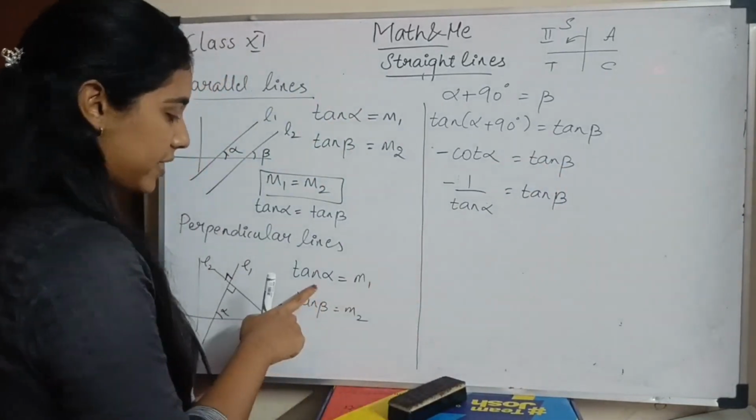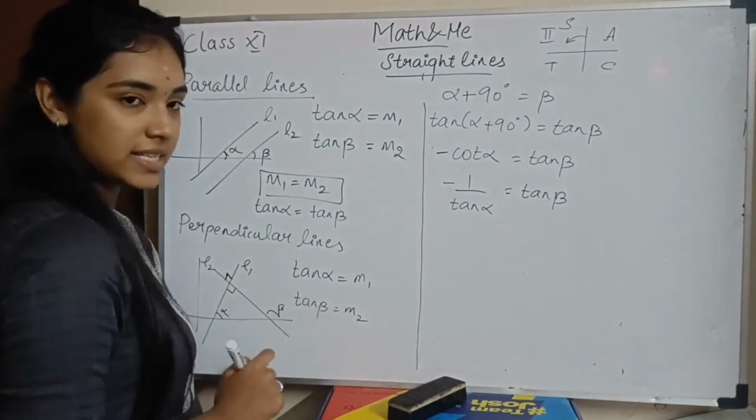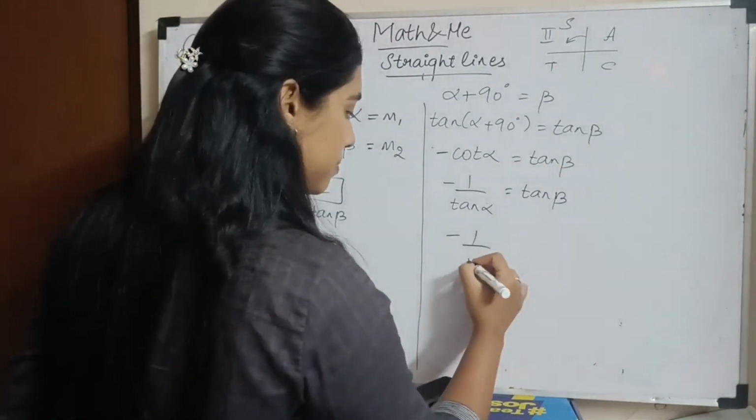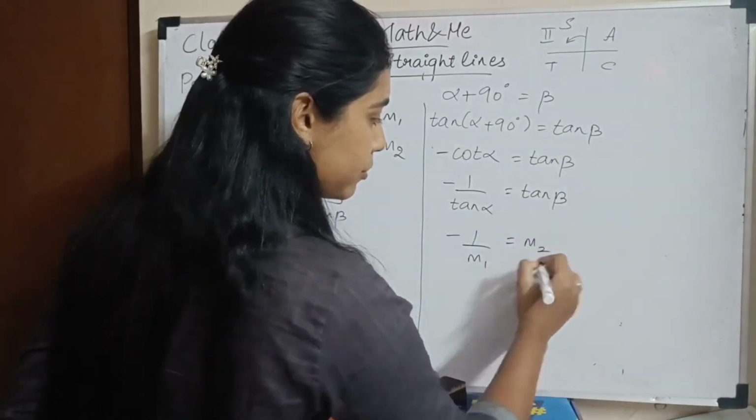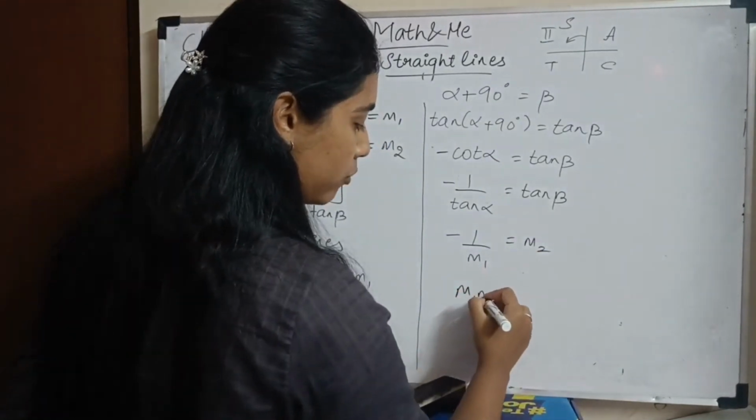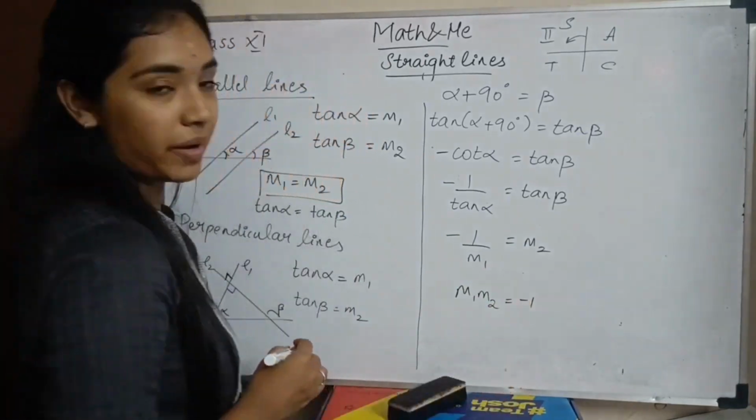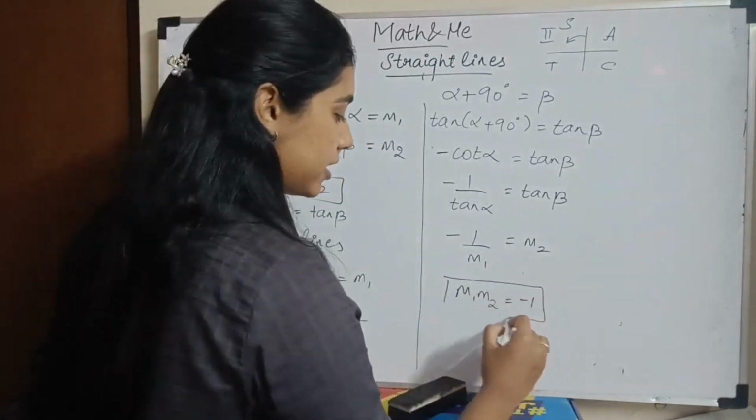What is tan alpha? We have tan alpha is m1 and tan beta is m2. So minus 1 by m1 equals m2. So what is your final relation? m1 m2 equals minus 1. So this is another thing that you need to remember.